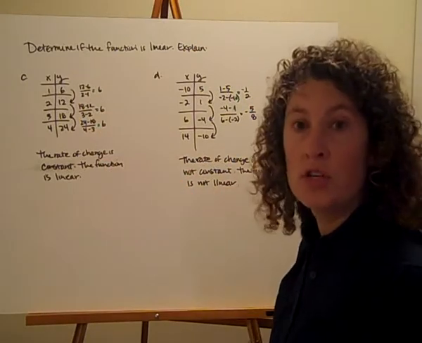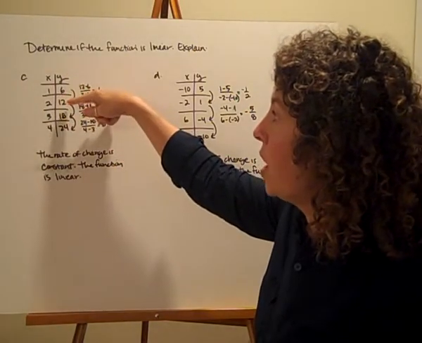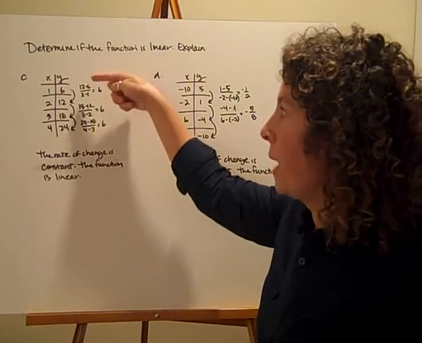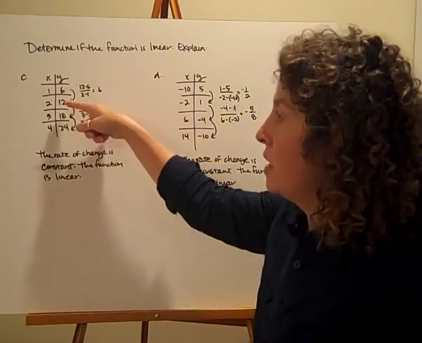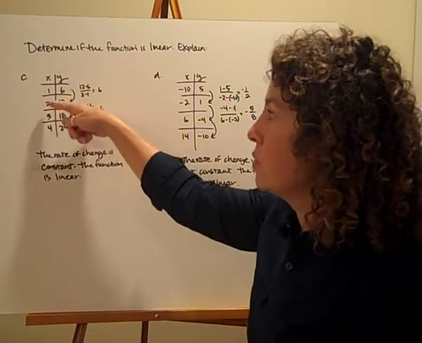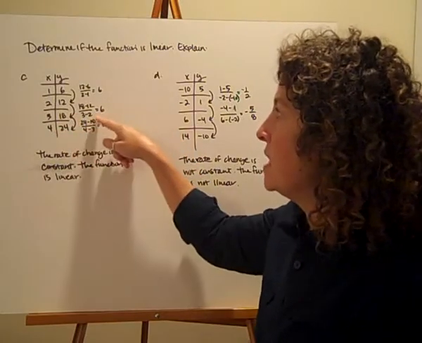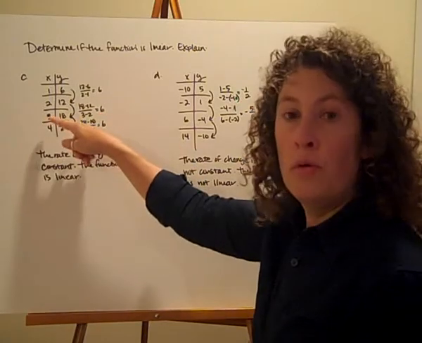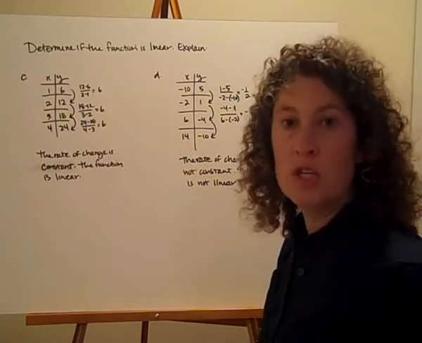So again, we're going to look at the change in y over the change in x. So here we look at our change in y, 12 minus 6, and our change in x, 2 minus 1. And we notice that we end up with a rate of change of 6. If I take my next 2 points, 18 minus 12 gives me 6, 3 minus 2 gives me 1. That's a rate of change of 6. 24 minus 18, my dependent variables on top, gives me 6, 4 minus 3 gives me 1. That also gives me 6. So I have a consistent rate of change here of 6.